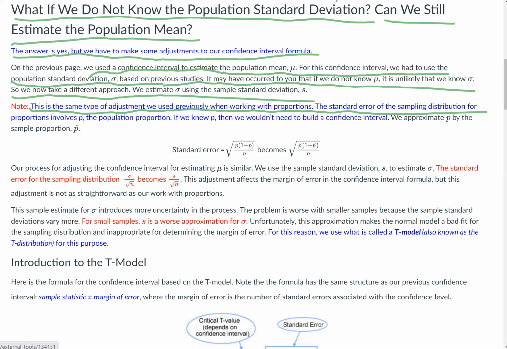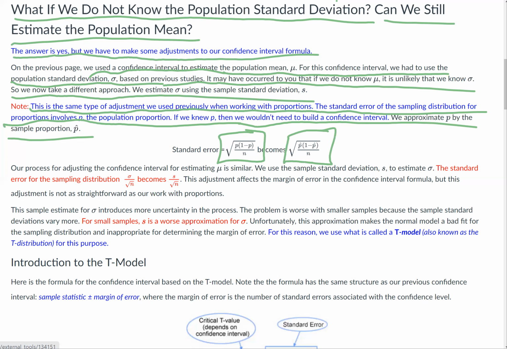The standard error of the sampling distribution for proportions involves P, the population proportion. If we know P, then we wouldn't need to build a confidence interval. We approximate P by the sample proportion P hat. So the standard error, in the beginning when we talked about population proportions, was equal to the square root of P, the population proportion, times 1 minus P over n. But if we don't know the population proportion, we estimate it with the sample proportion P hat, just replacing P in the formula.